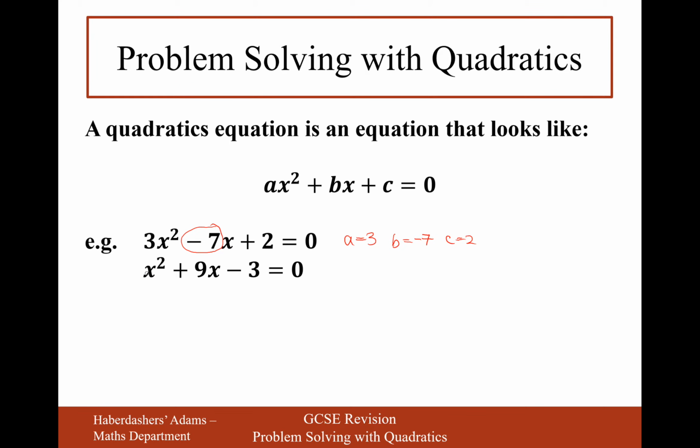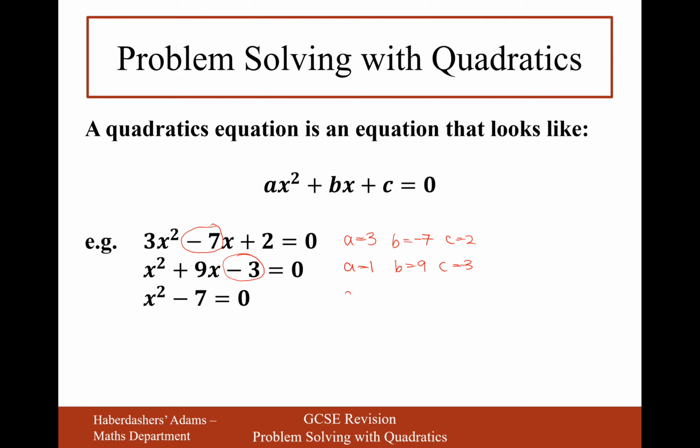It could look like this, where it's just a single 1x squared, so here a is representing the number 1, b is representing the number 9, c is representing the number minus 3. That minus 3 belongs to the c term. It could have no x term, so it could have an x squared, but no x and a plus c.